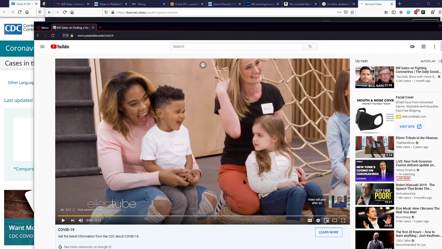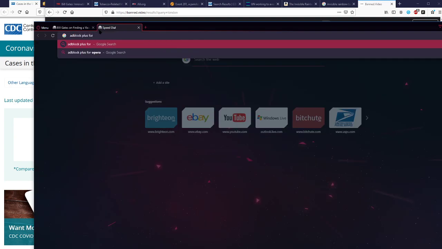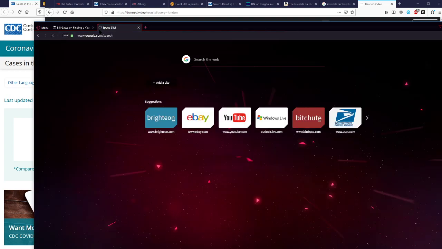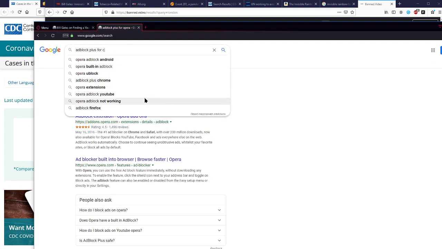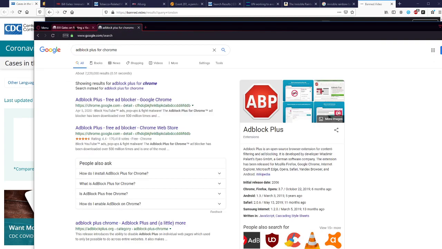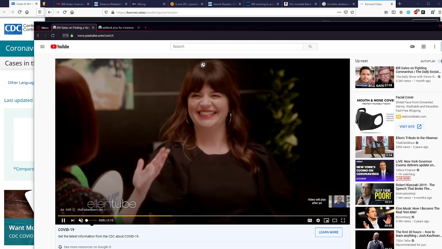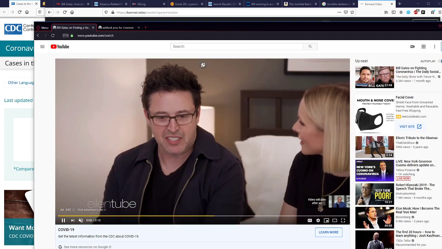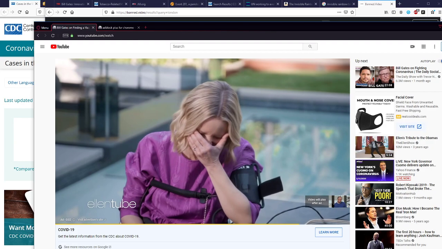Oh man, seriously? This is why everybody should use Adblock. There's a thing called Adblock Plus. For Opera, right? Just add this plus extension, same search for Chrome, and you'll never see this stuff again. Okay, blah, blah, blah. Come on, I just want to see Bill Gates. Come on, show me Bill Gates.